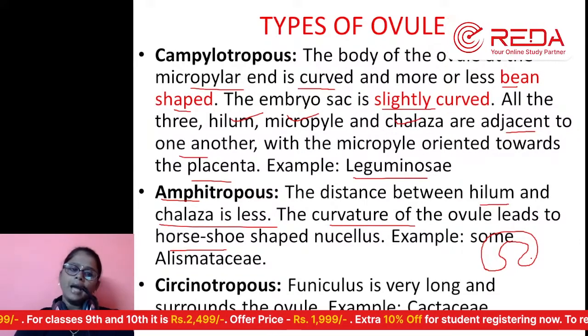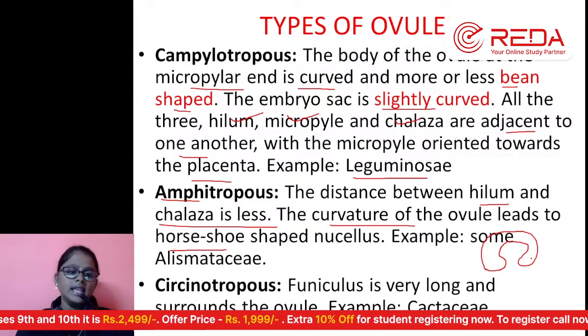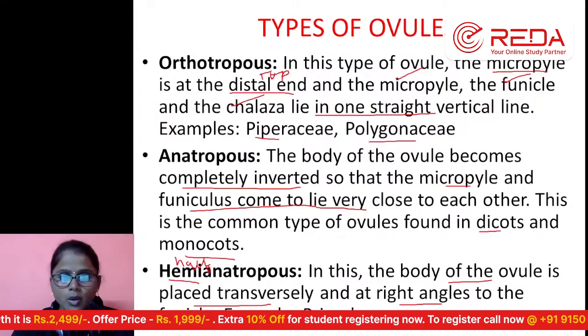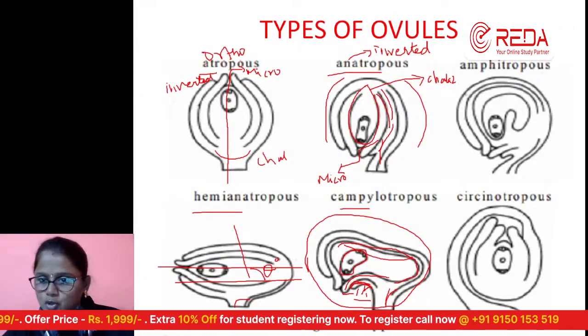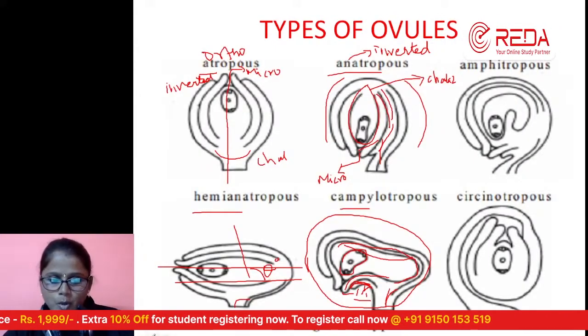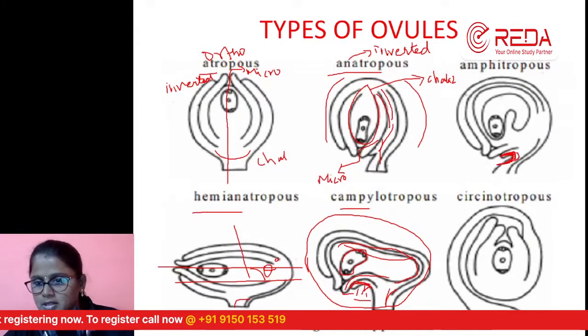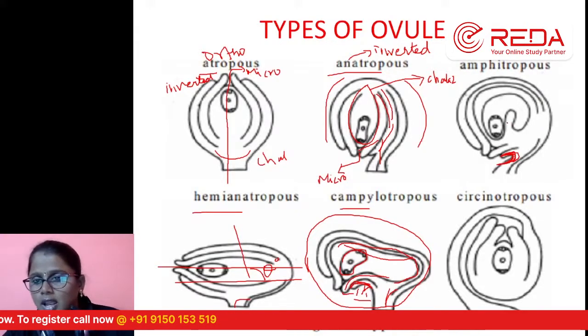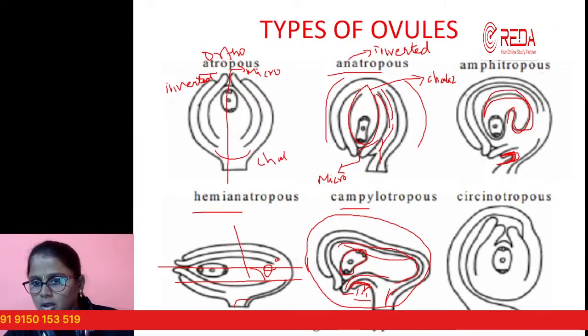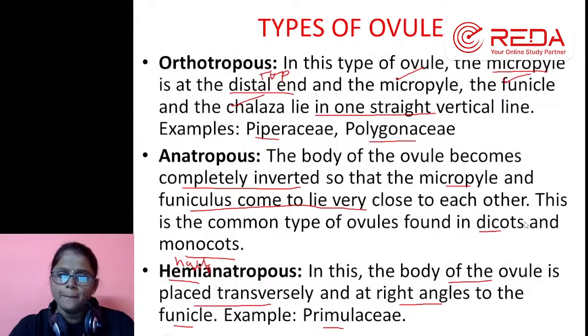This type of amphitropous ovule is seen in the Alismataceae. So here is the amphitropous. In the amphitropous you can clearly see the hilum. The hilum is just too close, and you can see the curved structure. So this is how they are, and that is why they are called amphitropous.